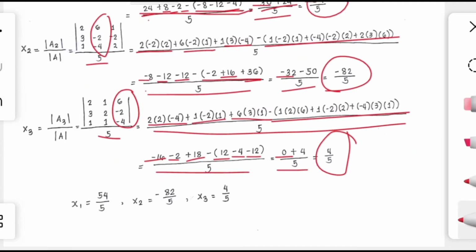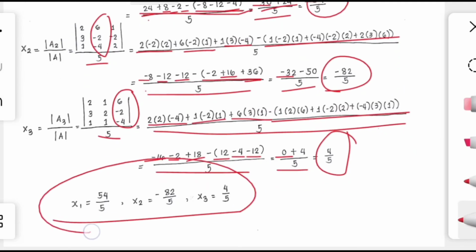So we get this one. We have x sub 1 is equal to 54 over 5, x sub 2 is equal to negative 82 over 5, and x sub 3 is equal to 4 over 5. So therefore, using Cramer's rule, the system of linear equations has exactly one solution, and that solution is this.